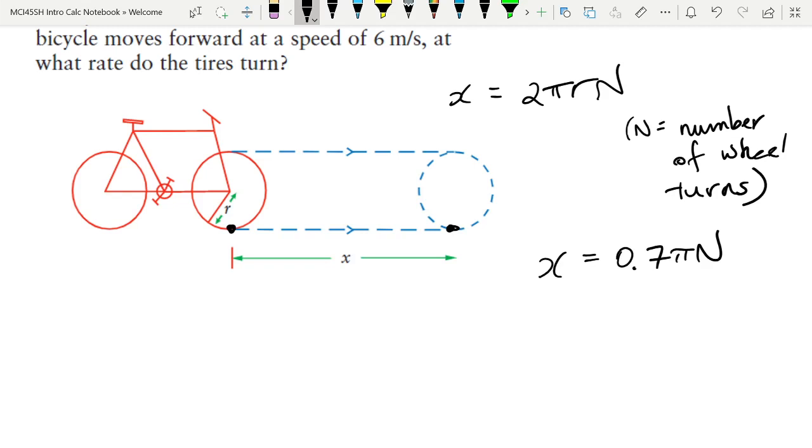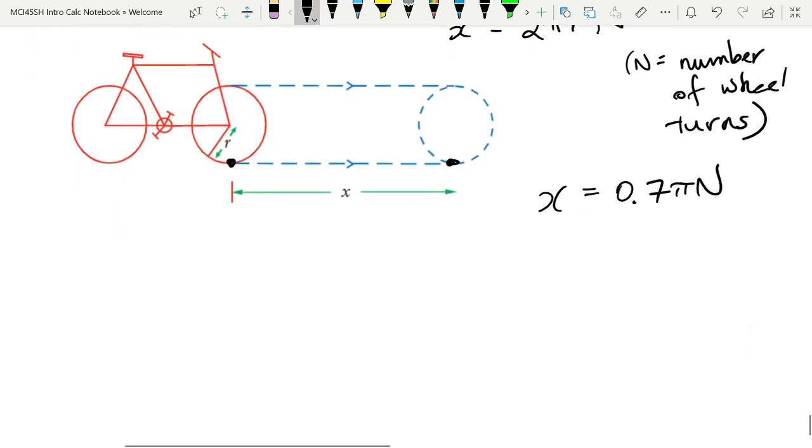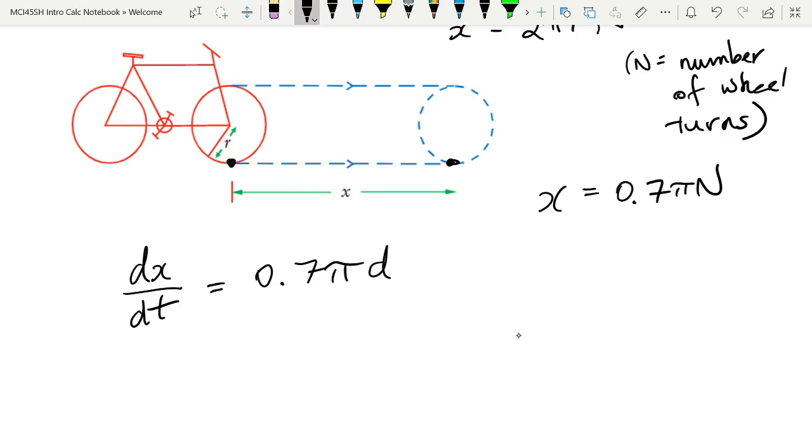So that equation is true for the distance that the bike goes, assuming again that the wheel doesn't slip. And what I want to know is, if the bicycle moves forward at a speed of 6 meters per second, at what rate do the tires turn? Now, the word rate should be telling you, aha, a change in one thing divided by the change in the other. What I want is the change in the x distance over time, which would equal 0.7 times pi times the change in the number of wheel turns over time.